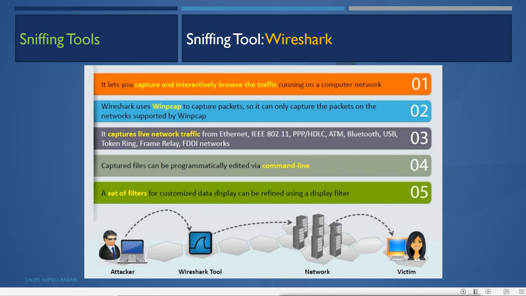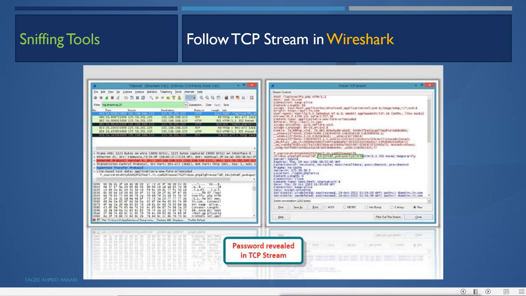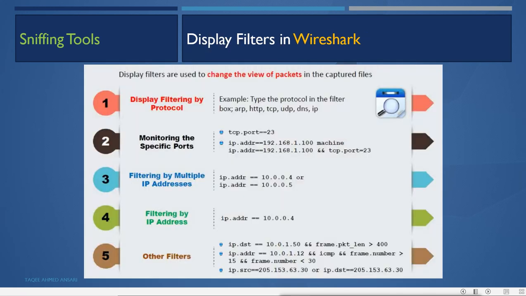Capture files can be programmatically edited via the command line also. A set of filters for customized data display can be refined using a display filter also. So it can do lots of things, and the good thing is that Wireshark is free to use also. This is a snapshot of Wireshark captured packets, where we can see the passwords, different data. Then we can use the display filters also.